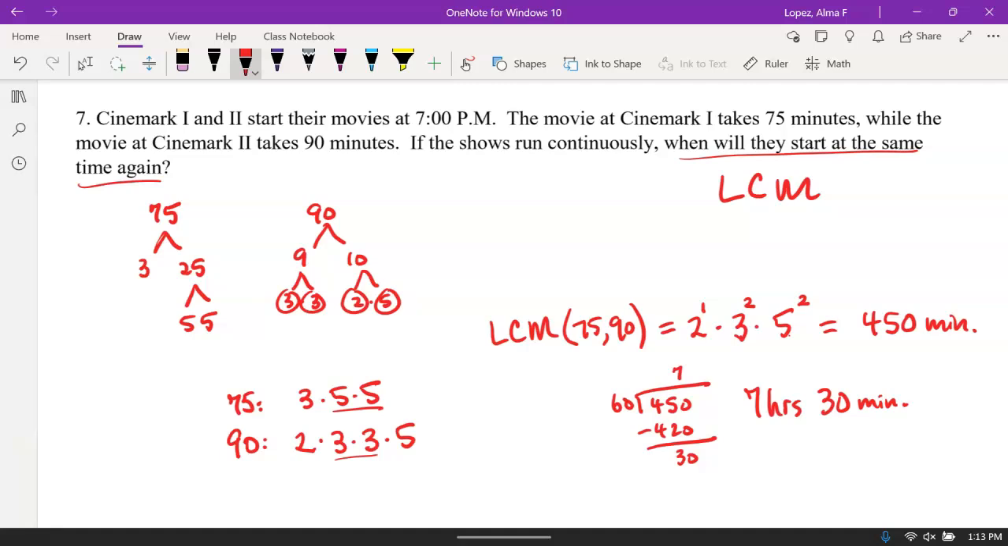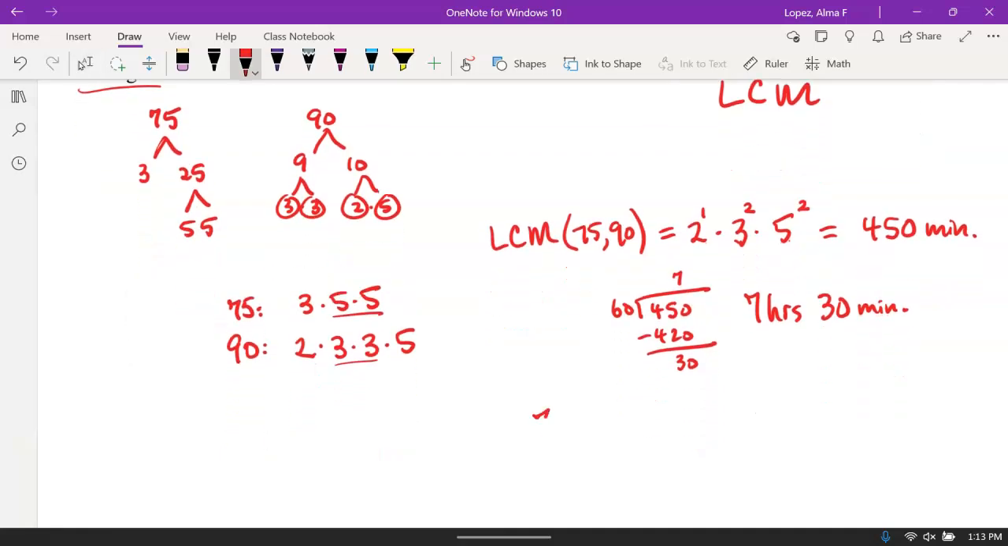So I've got to figure this out. If they started at 7 p.m., I've got to add 7 hours and 30 minutes to that. What time will that be? Well, let's start from 7 p.m. to midnight. I'm going to kind of put it on a little chart here. From 7 p.m. to midnight, that's 5 hours, right? I need 2 more hours. So that's going to be 2 a.m. and then another half hour. So that's going to be at 2:30 a.m.